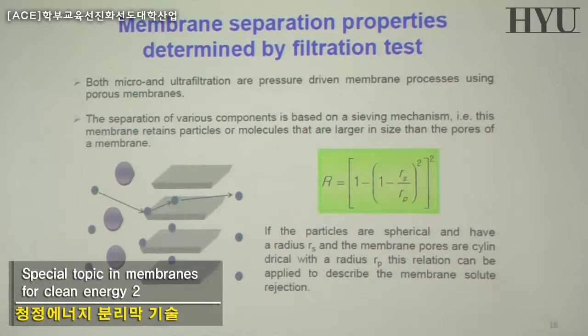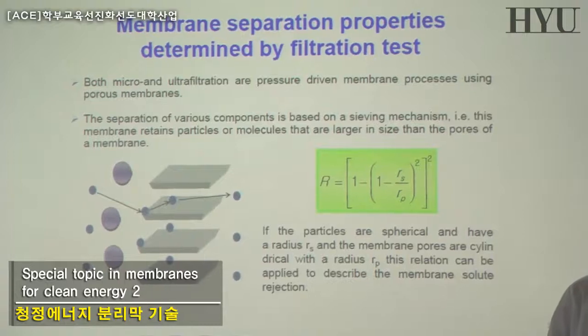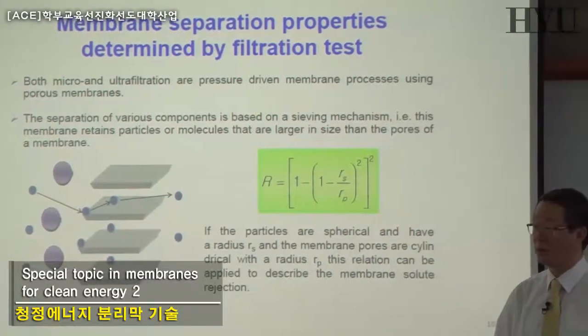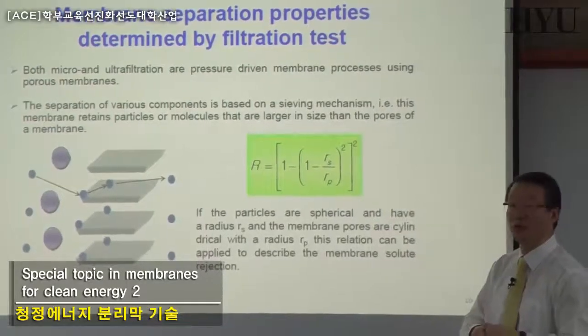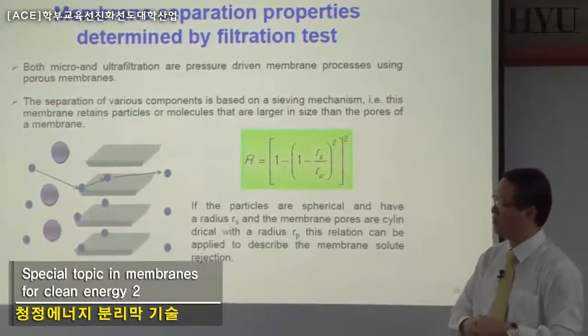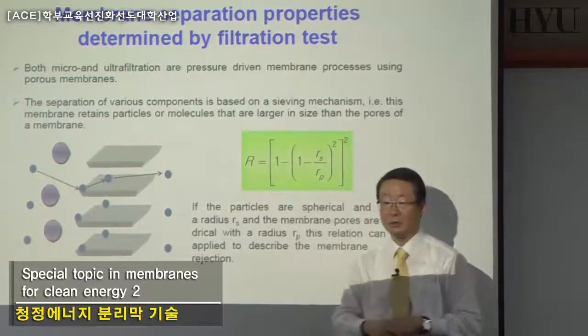Next is about the filtration test. Now, we measure the pure water flux and the permeability, hydraulic permeability or liquid permeability. This section will give you the rejection properties, the separation performance. So usually R gives you a rejection.